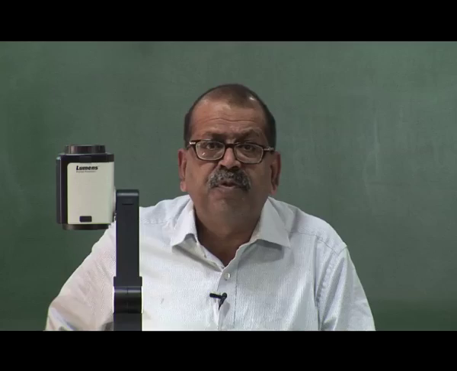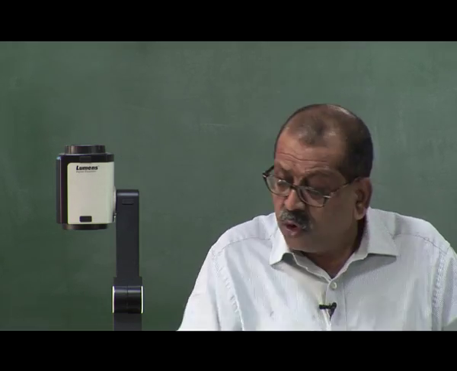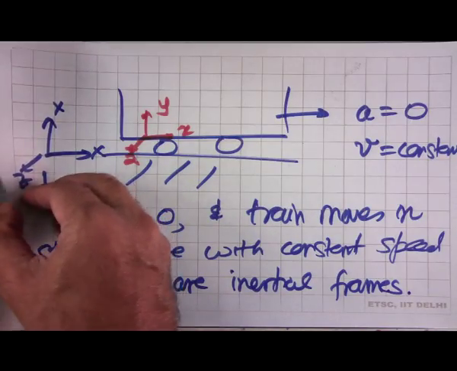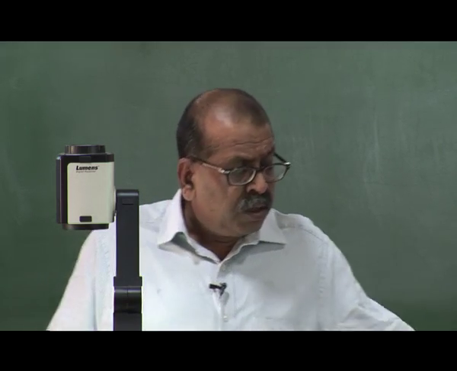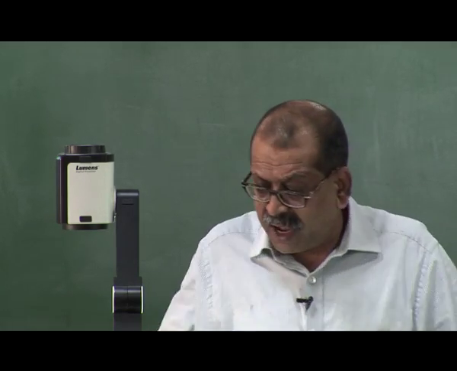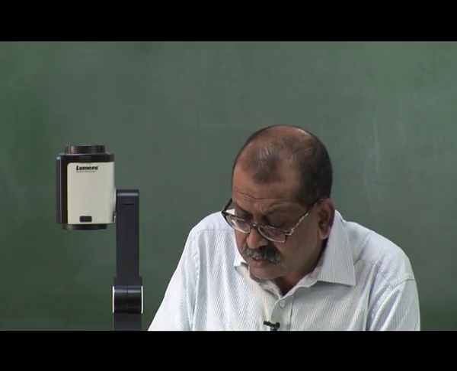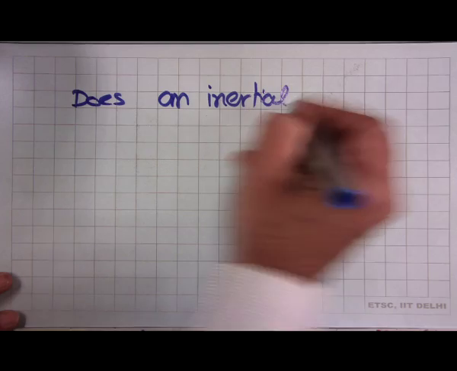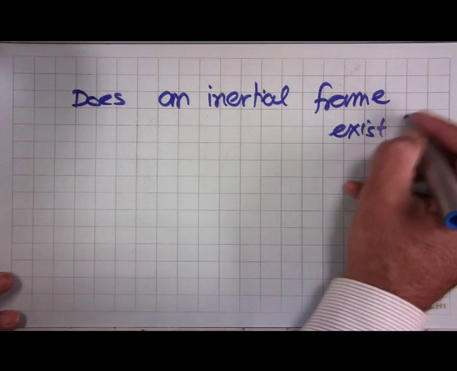So this is how we define or look at inertial frames of reference, and Newton's first law, which we have said, the law of inertia, and the second law which we will study, they are valid only if the motion of the particle is being studied with respect to an inertial frame of reference. Now the question which one then asks is, can we have an inertial frame of reference? So does an inertial frame exist?